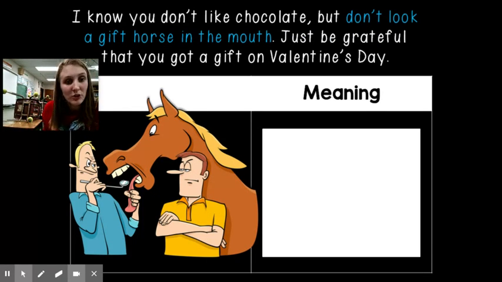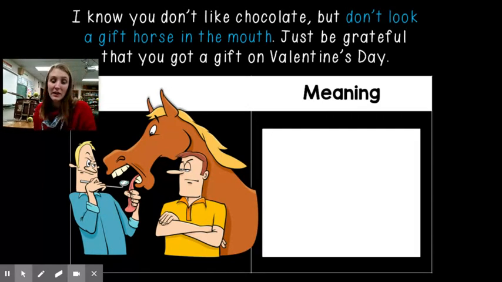Okay, this is one that you may not automatically know. And again, looking at the context clues can help us figure out what it means. So in the sentence, it says, I know you don't like chocolate, but don't look a gift horse in the mouth. Just be grateful that you got a gift on Valentine's Day. Okay, so that second sentence there is vital. They're saying, hey, you don't like chocolate, but you should be grateful. Don't look a gift horse in the mouth. So look at that sentence and see if you can figure out what that means.